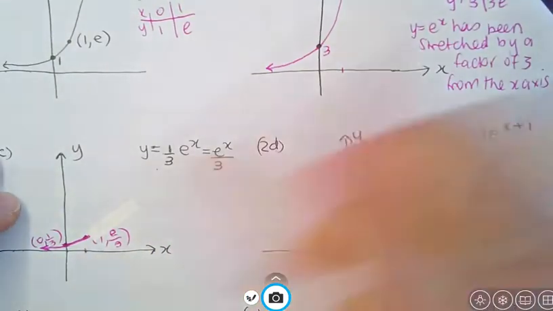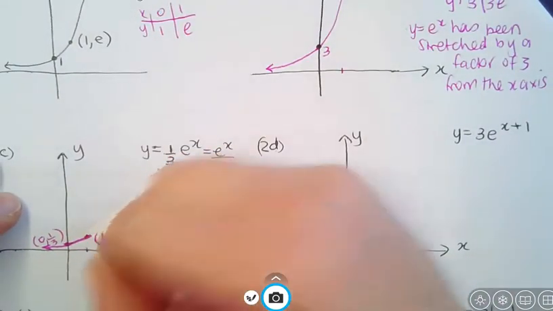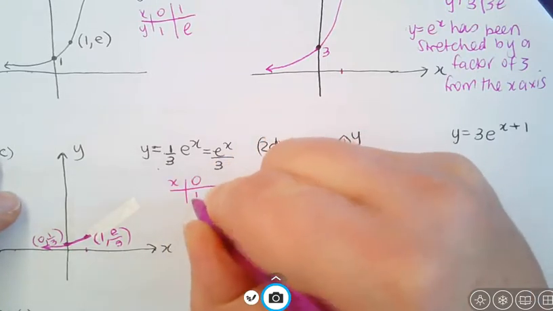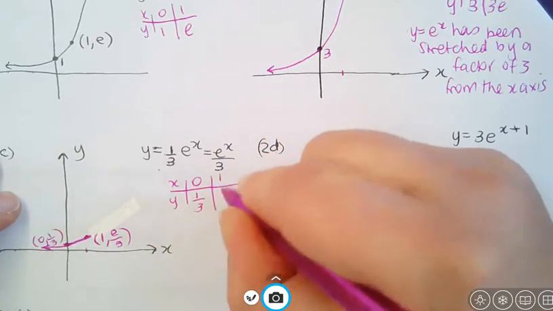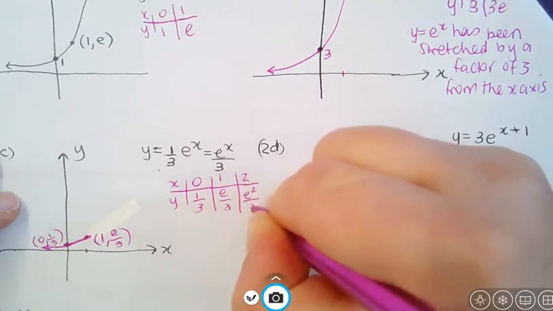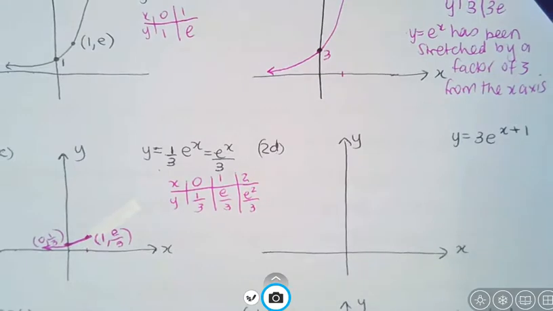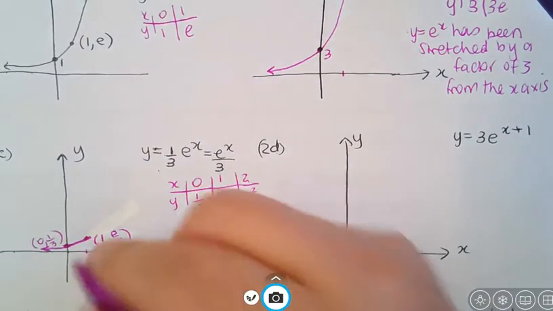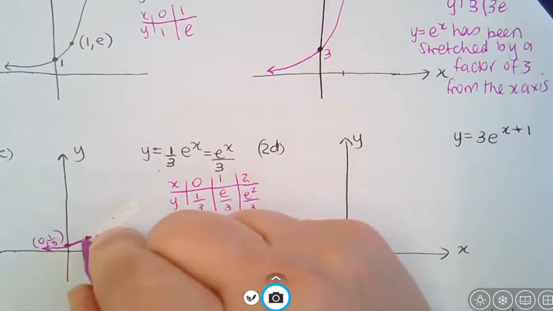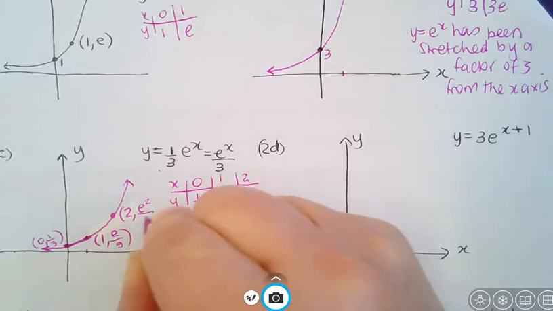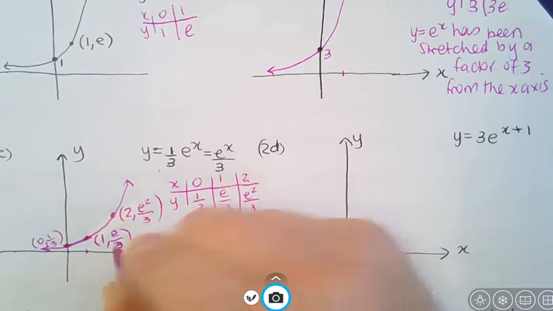What's e squared on 3, girls? Someone work out e squared on 3. So, when x is 0, we get a third. When x is 1, we get e on 3. When x is 2, we get e squared on 3. Can someone work that out? E squared is about 7.4, so e squared on 3 is about 2.5. Just to give you an idea roughly of where to put it, you can put 2, e squared on 3. That other one is e on 3.